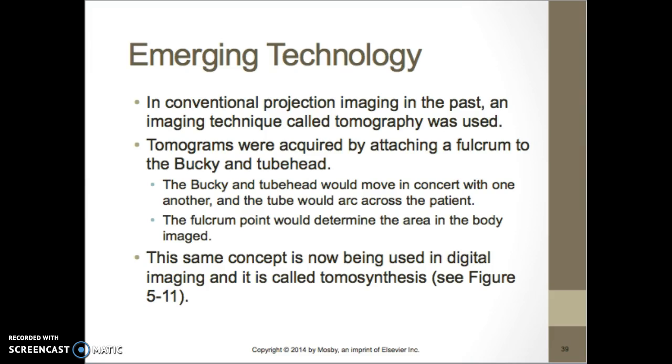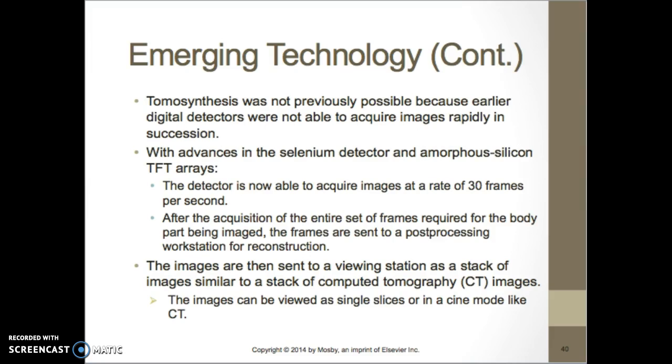Now I'm going to talk to you about emerging technologies. In conventional projection imaging in the past, the image technique was called tomography. Tomograms were acquired by attaching a fulcrum to the bucky and the tube head. So the bucky and the tube head would move in concert with one another, and the tube could arc across the patient. The fulcrum point would determine the area of the body imaged. The same concept is now being used in digital imaging, and it's called tomosynthesis. I'll show you what that looks like in the slide after this one.